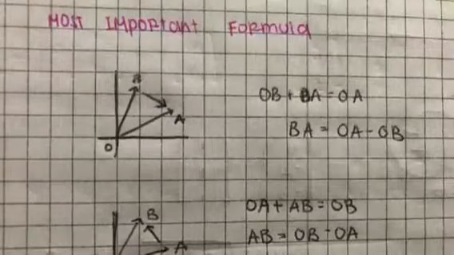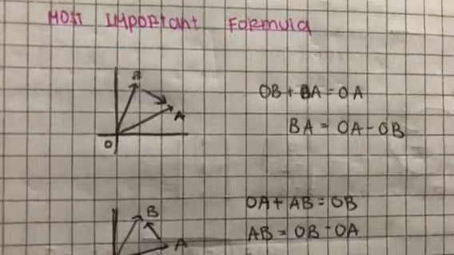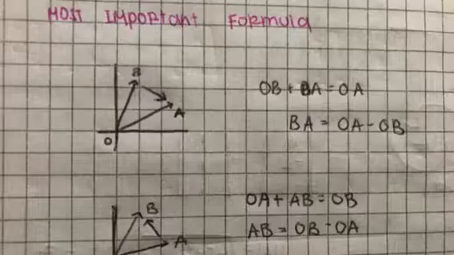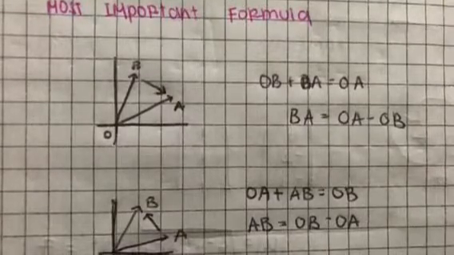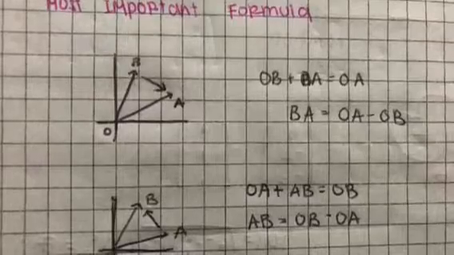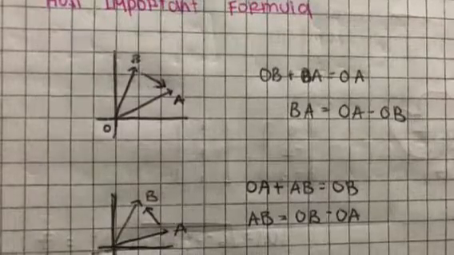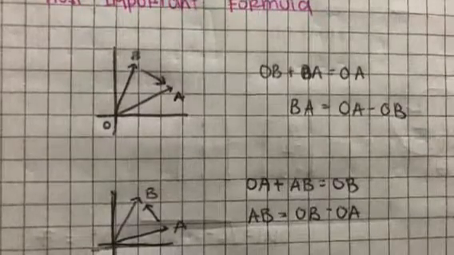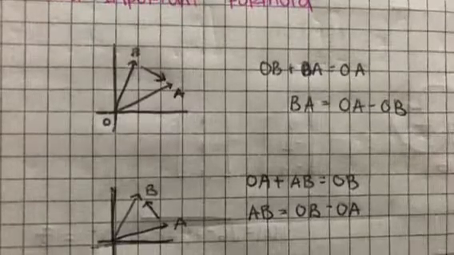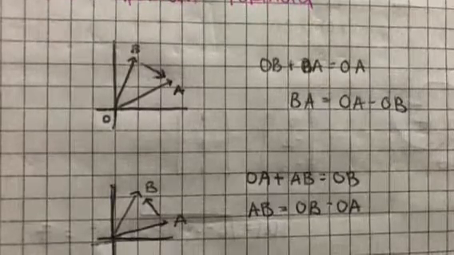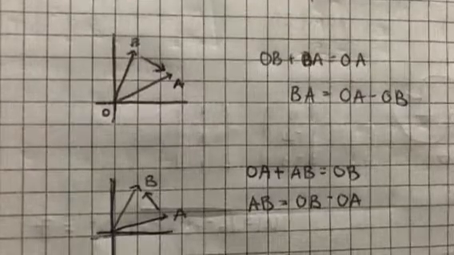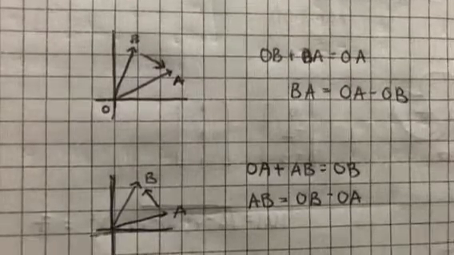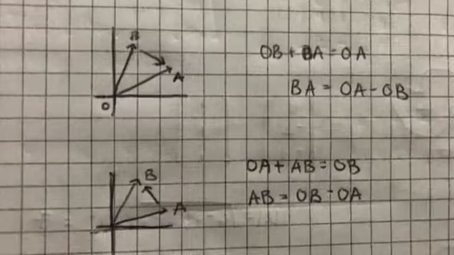Here we can see the most important formula of calculus. As shown in the drawing, we can see an origin, which is O, the vector b and the vector a. To find OA, we use OB plus BA, and to find BA, we rearrange this and it's OA minus OB. The same happens with the other drawing.